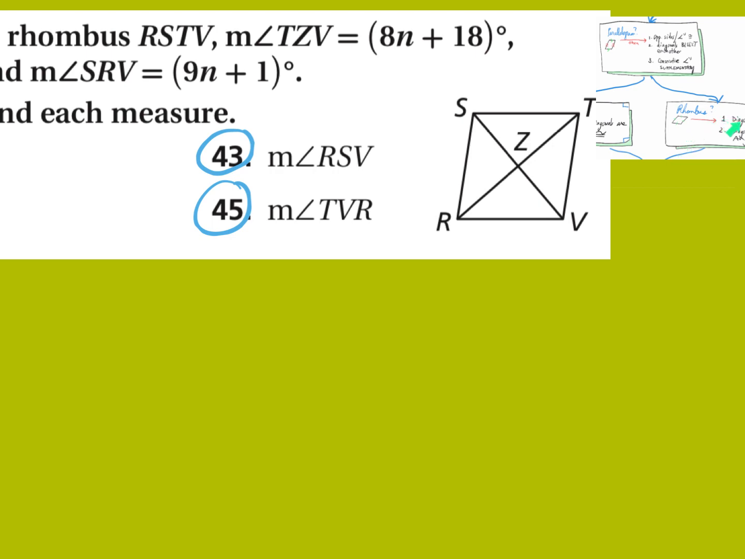So first, the diagonals are perpendicular. So let's make sure we understand that these angles are 90 degrees. All right, let's draw our attention to the measure of angle TZV, from the T to the Z to the V. Well, because it's a rhombus, we know that's 90 degrees. Therefore, 8n plus 18 equals 90. All right, let's subtract 18 from both sides. Let's divide both sides by 8.